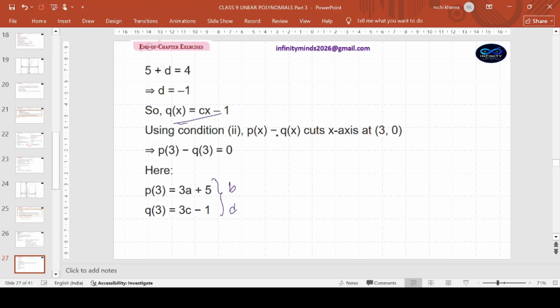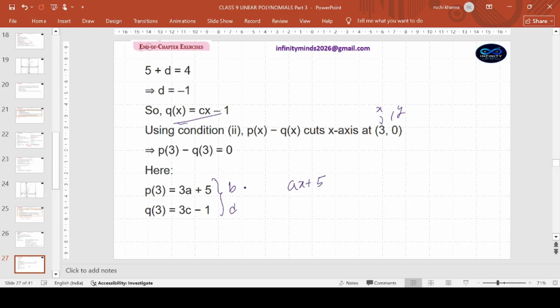Because using p3 minus q3, it is saying the value, this is basically your x coordinate, this is your y. So wherever you have x, put 3. So this becomes 3c minus 1. And similarly, it was ax plus 5. Ax plus 5 becomes 3a plus 5. Cx minus 1 becomes 3c minus 1.